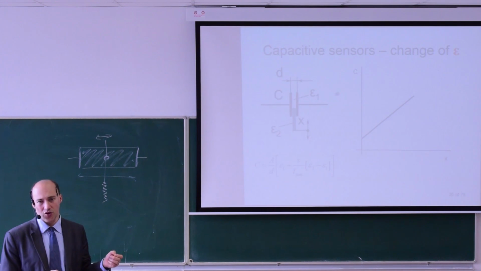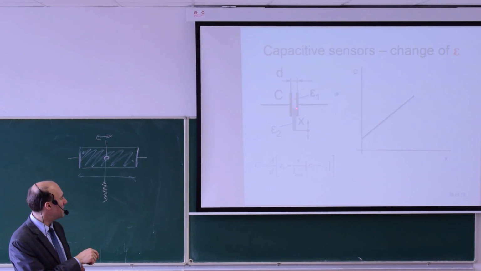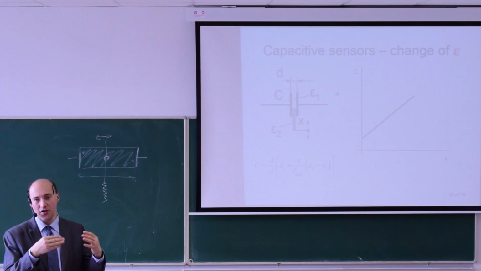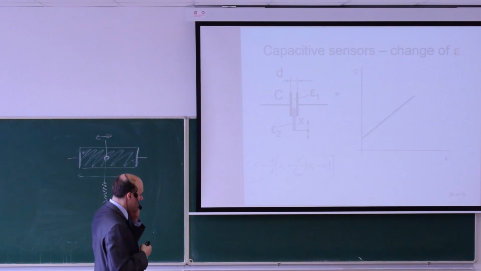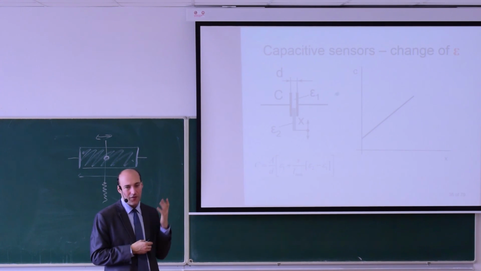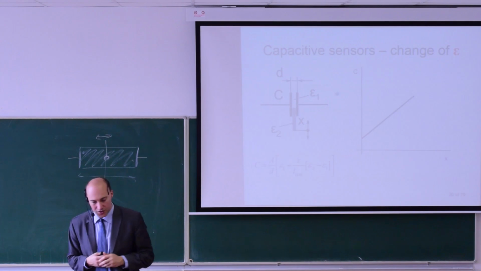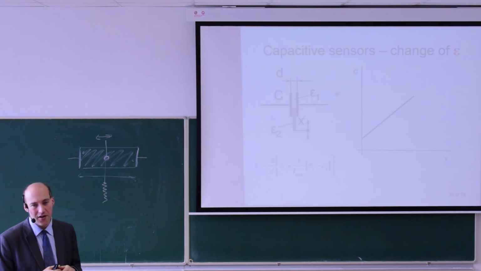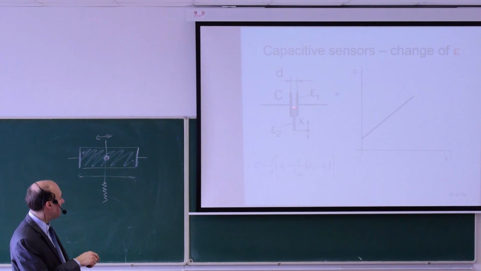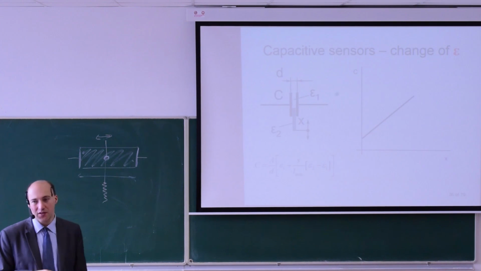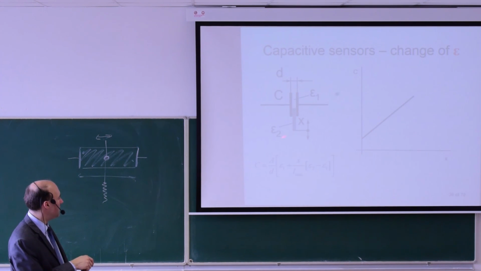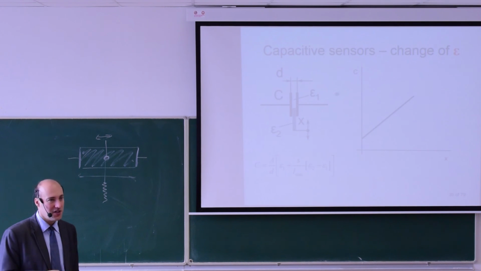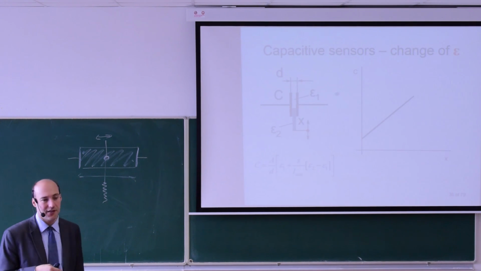The tank is the electrode, and the material is what is changing the capacity directly. So we'll discuss it even further in a few classes for liquid level sensors. This has also a linear dependence. So I have some initial capacity given by the permittivity epsilon 1, and I have some other permittivity epsilon 2. Those permittivities should be significantly different.